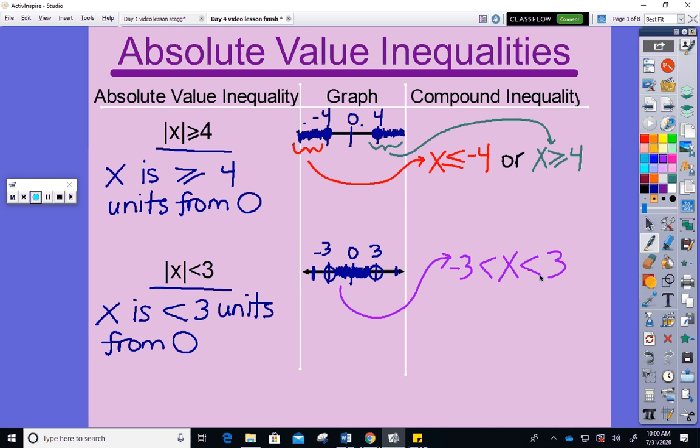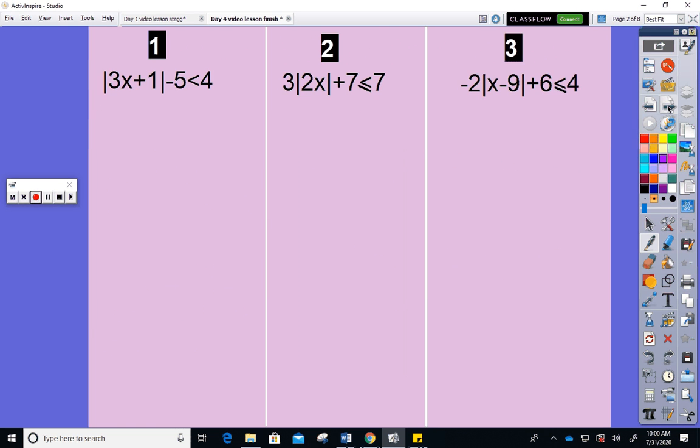So you're either going to shade the outside 2 portions like you did in the first example, or the inside 1 portion like you did in the second example. So I'm going to apply that same line of reasoning to these problems. Now your first step is to isolate the chunk. So here, to isolate the chunk, I'm going to add 5.